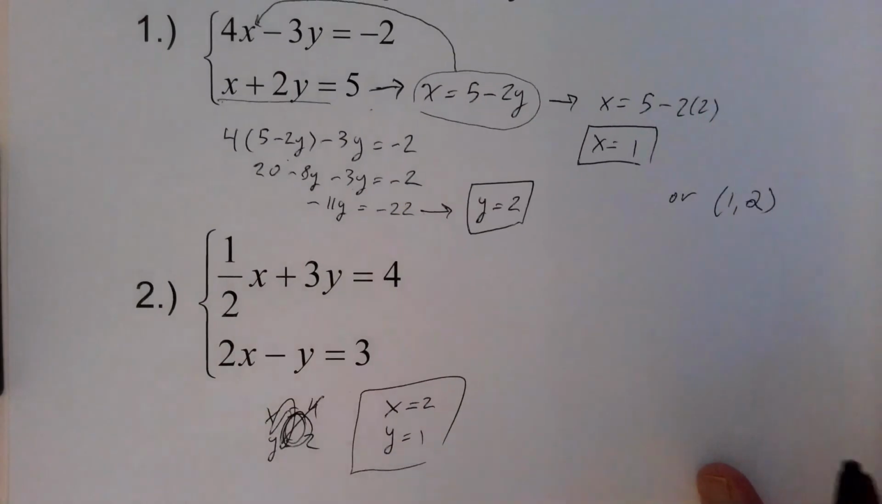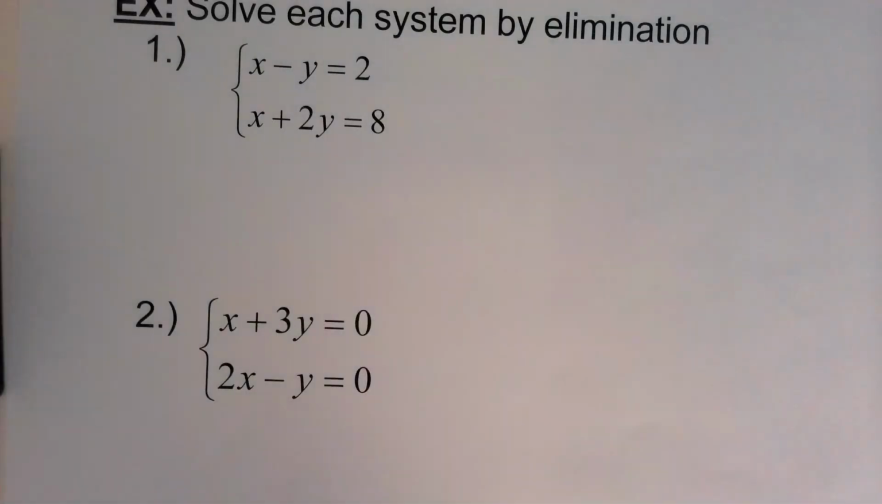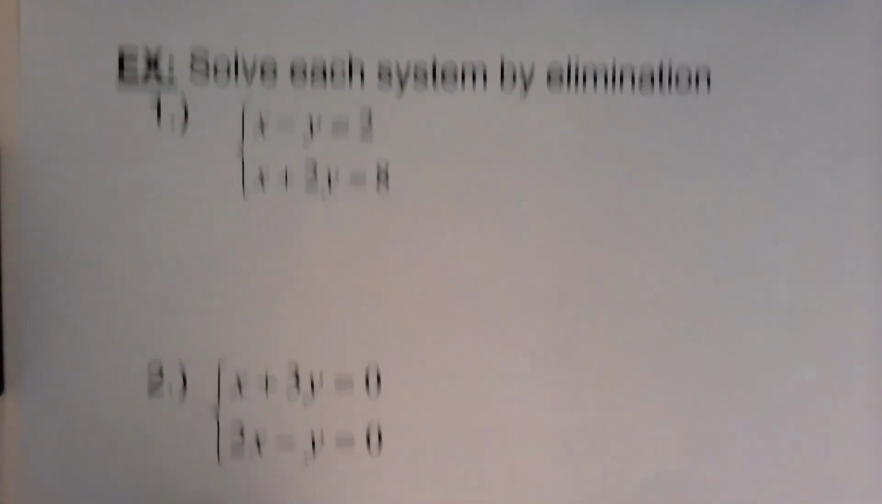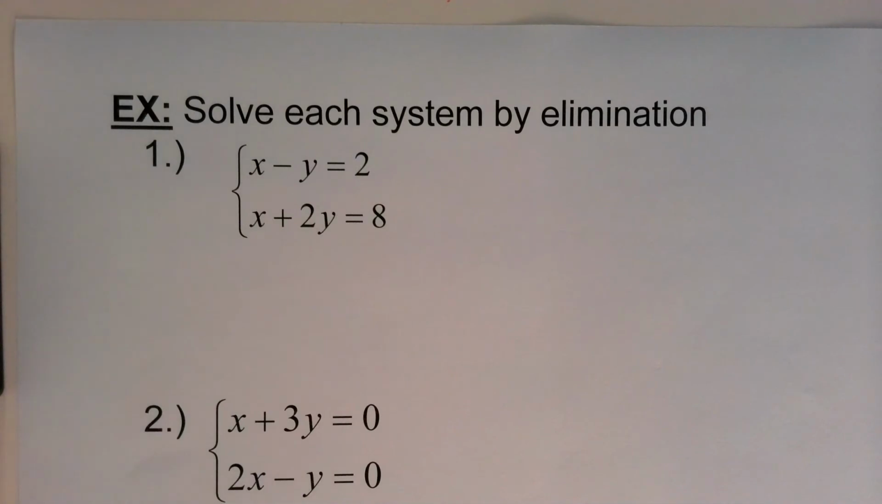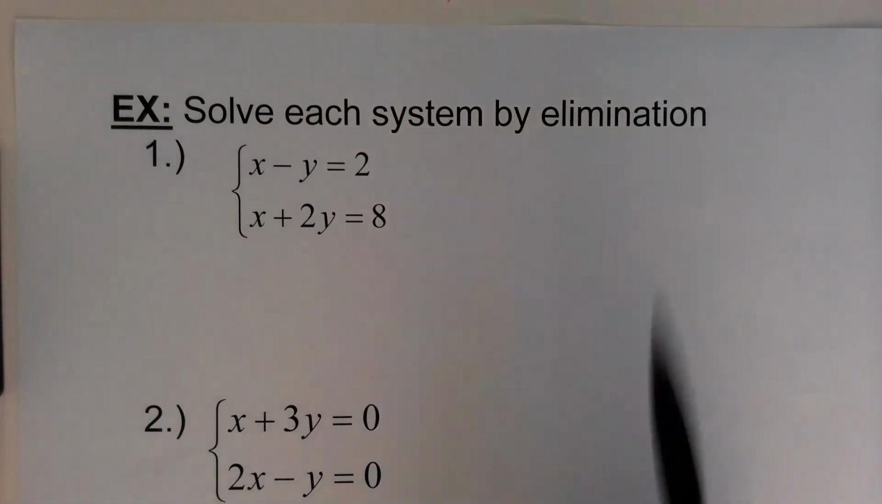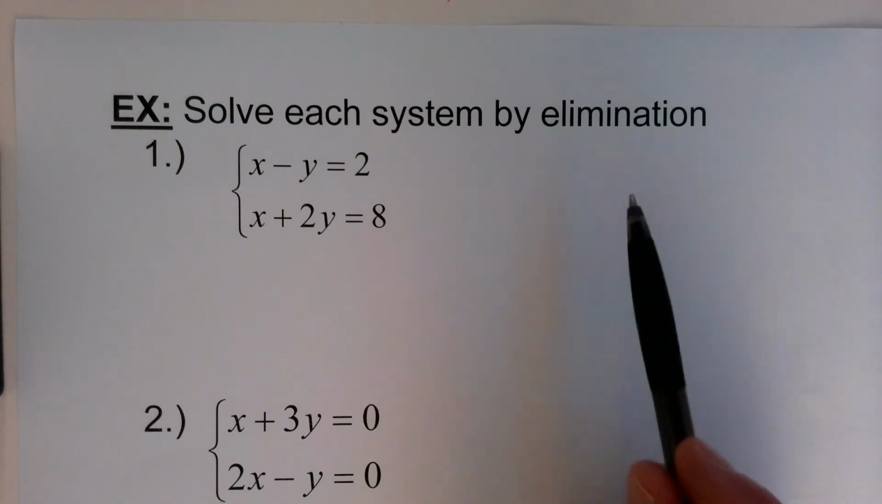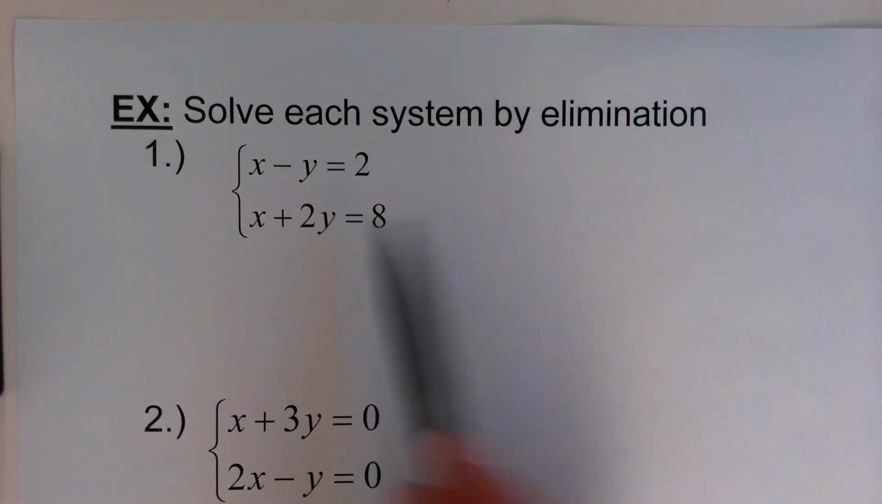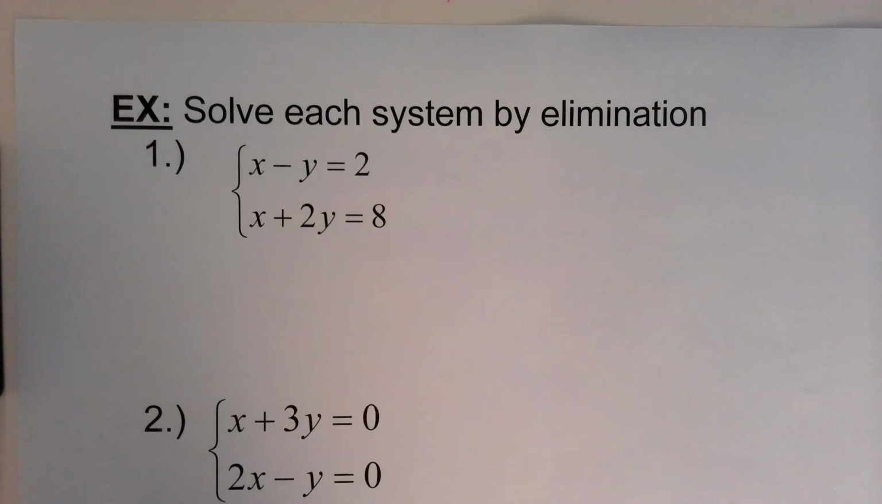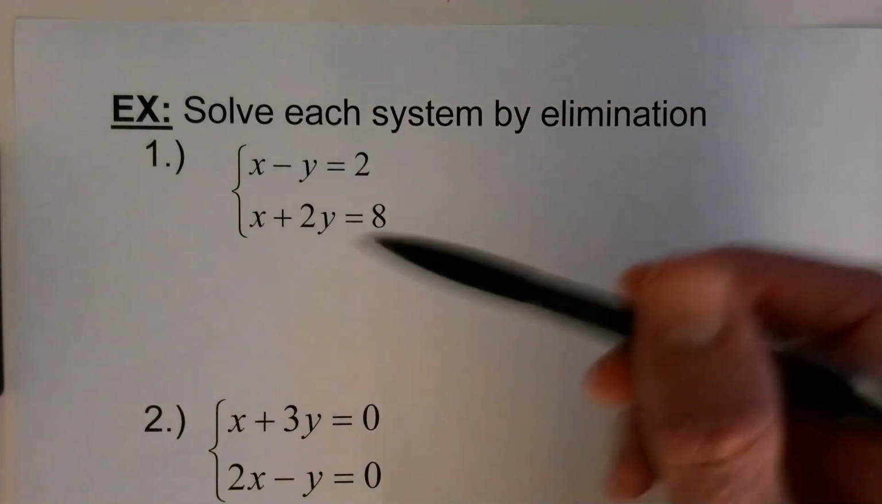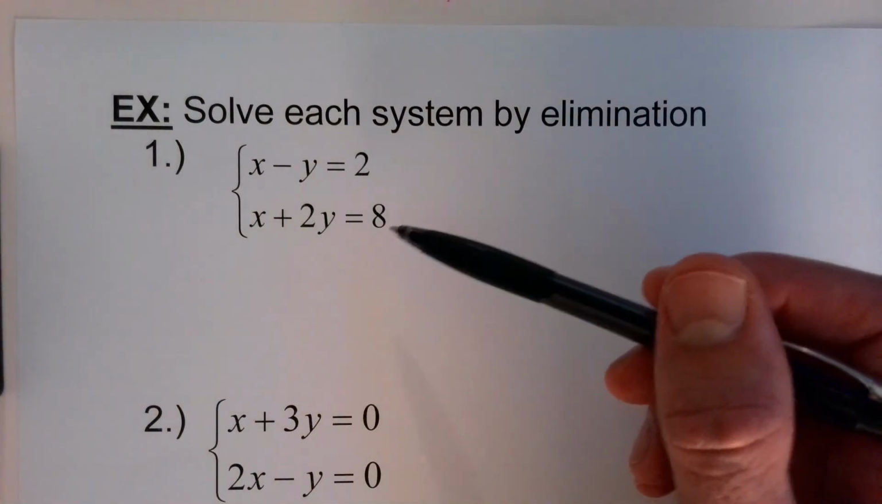The next method for solving linear systems is what's called elimination. This is my favorite method because it goes the fastest if you get good at it. Your prior teachers might have called it linear combination. It really means the same thing. So with elimination, the basic idea is we're going to add the equations together, or you could subtract them, and we want to eliminate one of our variables.